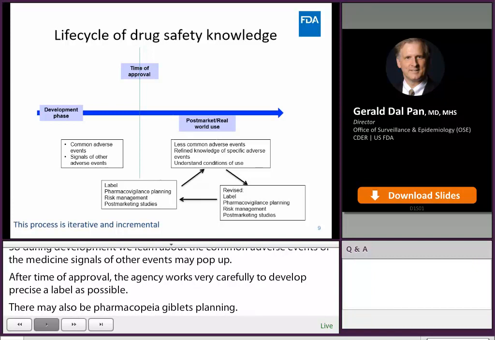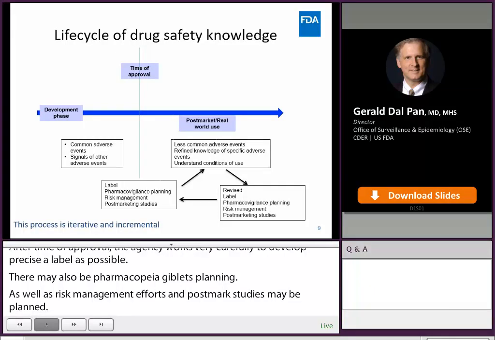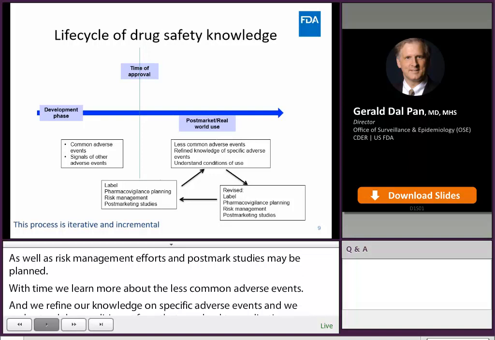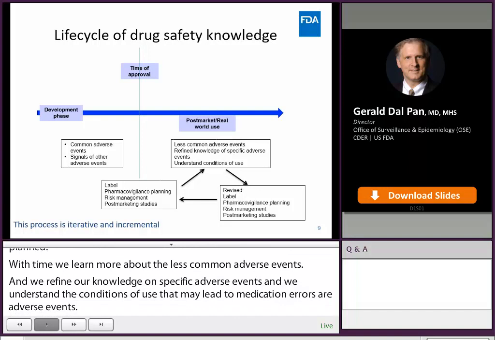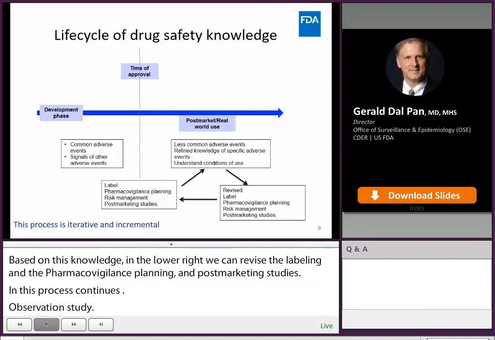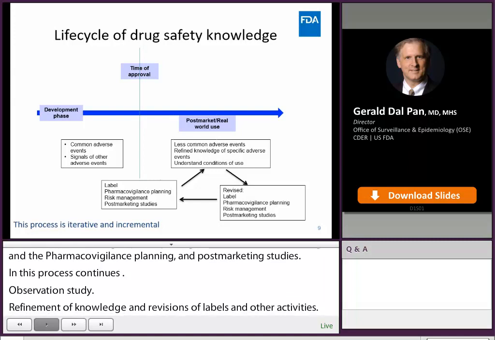With time, we learn more about the less common adverse events, and we refine our knowledge of specific adverse events, and we understand the conditions of use that may lead to medication errors or adverse events. Based on this knowledge, in the lower right, we can revise the labeling, the pharmacovigilance planning, risk management, and post-marketing studies, and this process continues. Observation, study, refinement of knowledge, and revisions of labels and other activities. So the process is iterative. One step follows another and builds on the previous step, and it's incremental. We learn new things as time goes along.